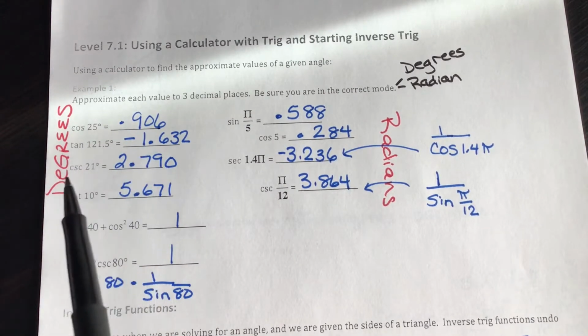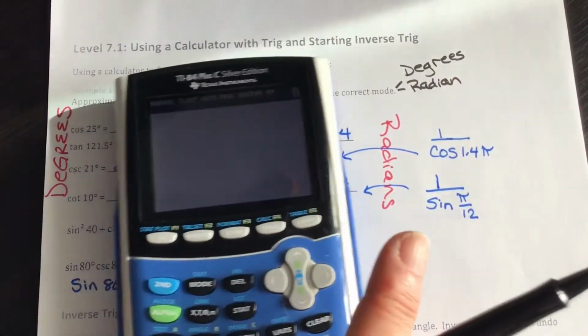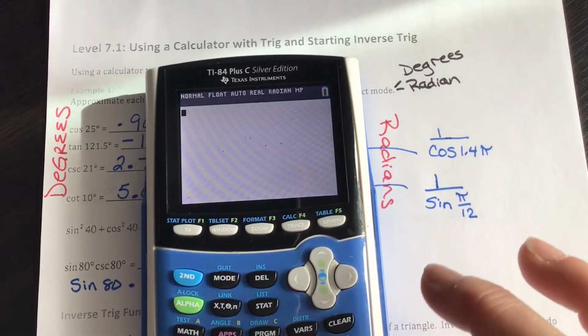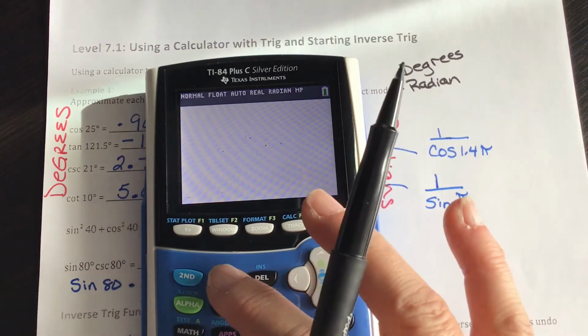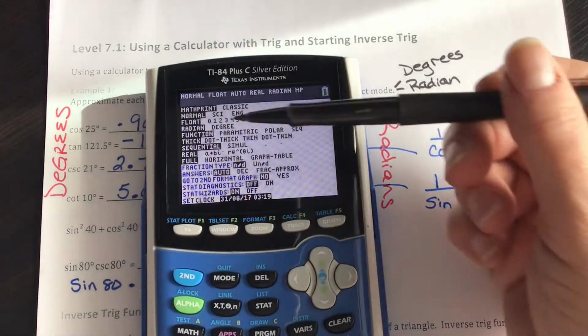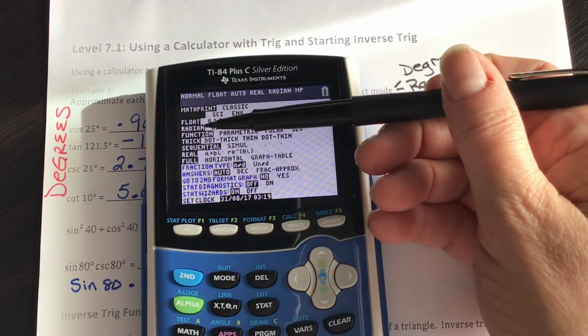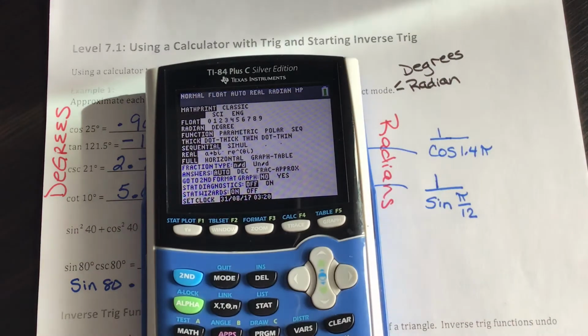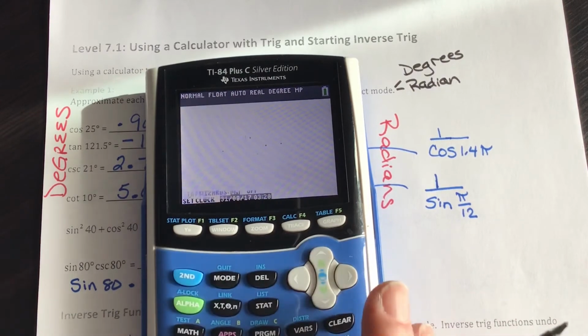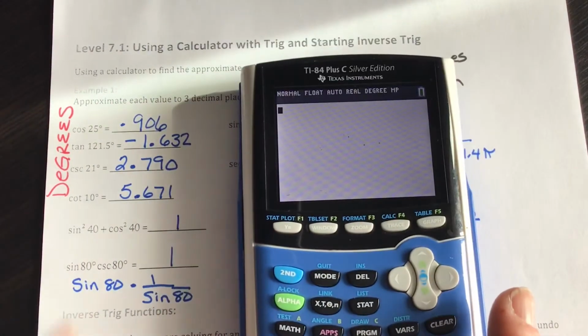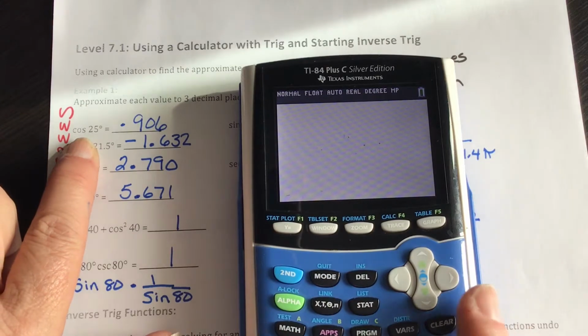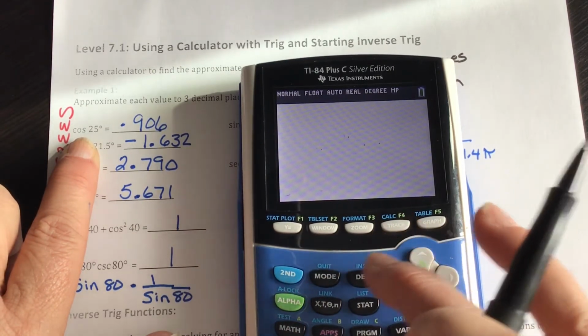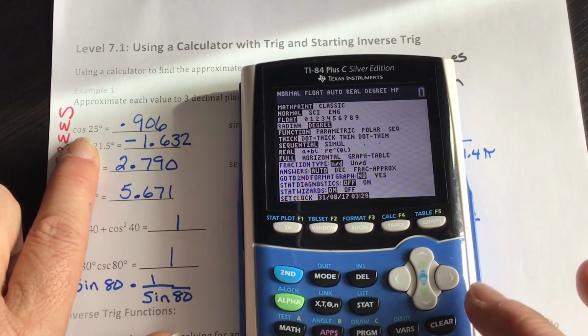Make sure that your mode is correct. If you're working with a calculator and you look at the mode here, right now I'm in radian mode because it's highlighted in black. To get into degree mode, we just arrow over, and that's what I want for this first set of problems. And then I'll just go back to a blank screen. Yes, I want degree mode.